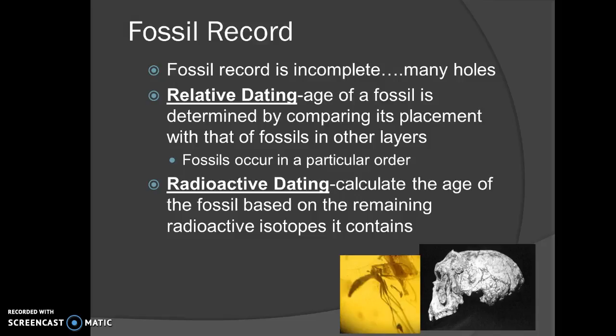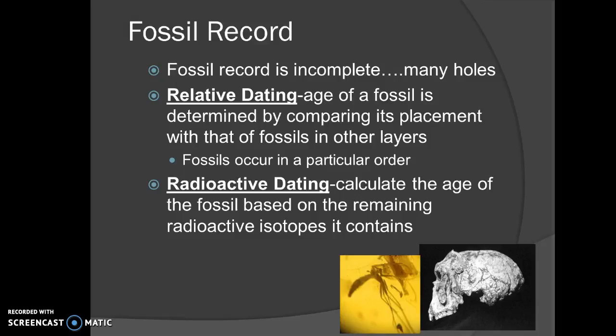But relative dating is, okay, if this fossil is found in the third layer down, it is more recent than the fossils that are below that fossil. Okay, so the age of a fossil is determined by comparing its placement with that of fossils in other layers. Okay, so the fossils actually occur in a very particular order based on sedimentation.